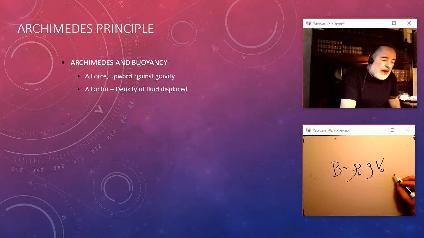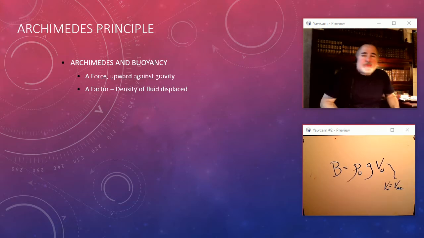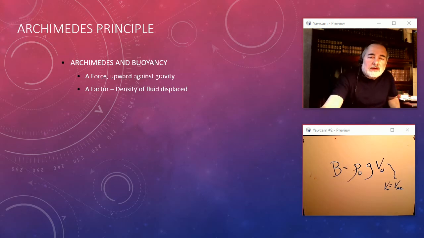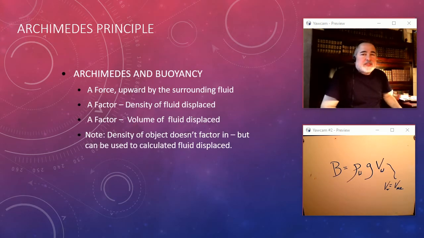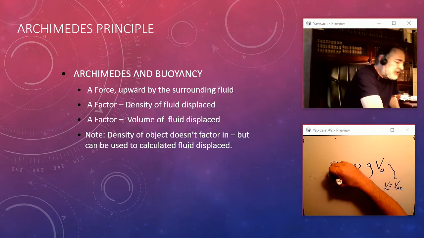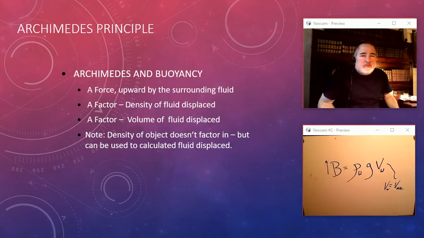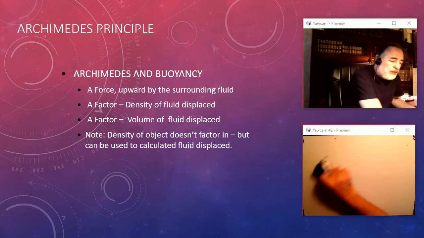Now, it's true that if I am totally submerged, the volume of the water is equal to the volume of me. So you have this upward force of buoyancy, and it's a factor of density and volume, and the density of the object doesn't factor in, but it can be used to calculate the volume of the fluid displaced. Let me show you an example here.